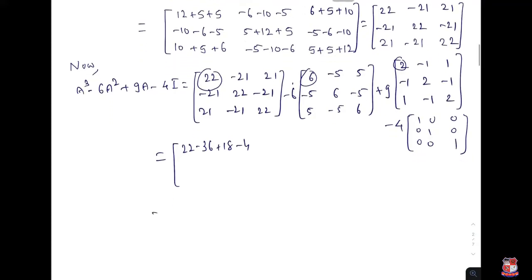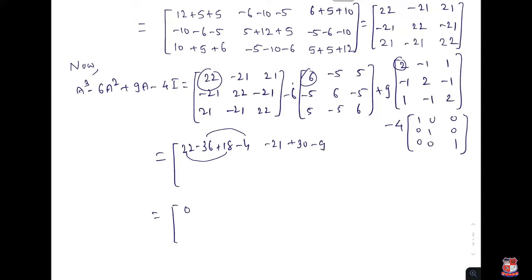Okay, and we can see that this part is 22, 36 and 4, 40, and 22 into 18, 40, 40 minus 40, so it is 0. Similarly, we need to do this one. Okay, so it's not difficult now. Minus 21, then plus 30 minus 6 into minus 5, then minus 9.